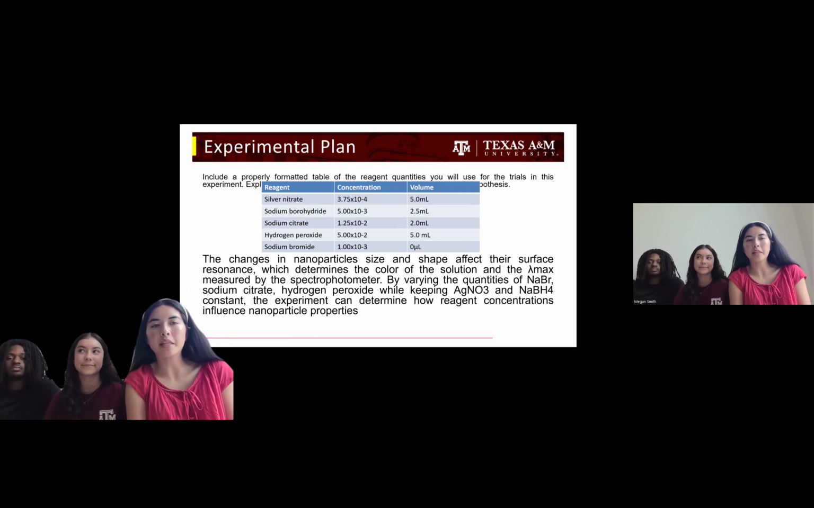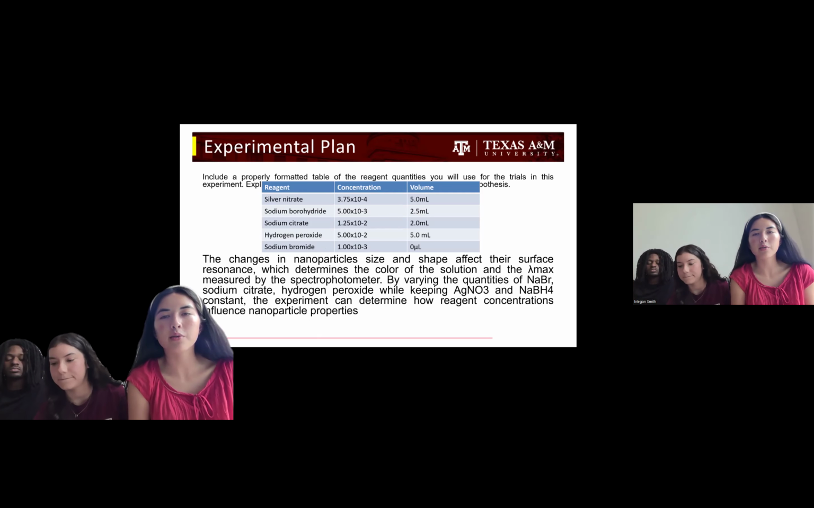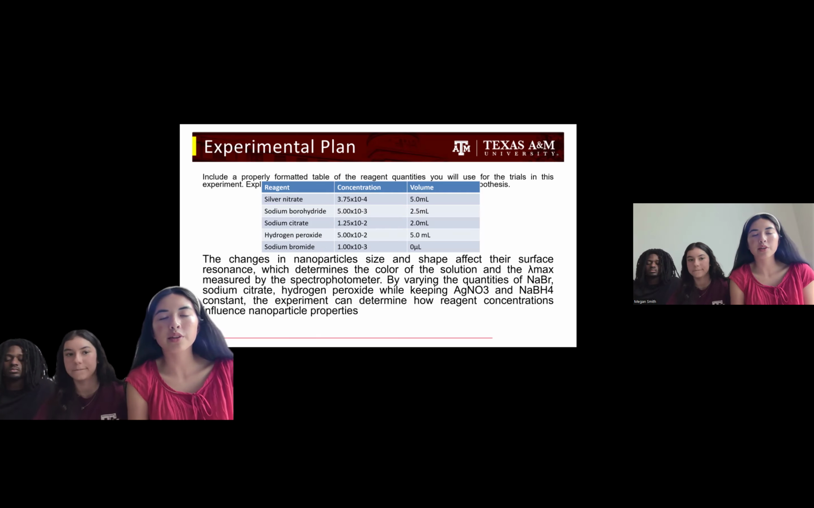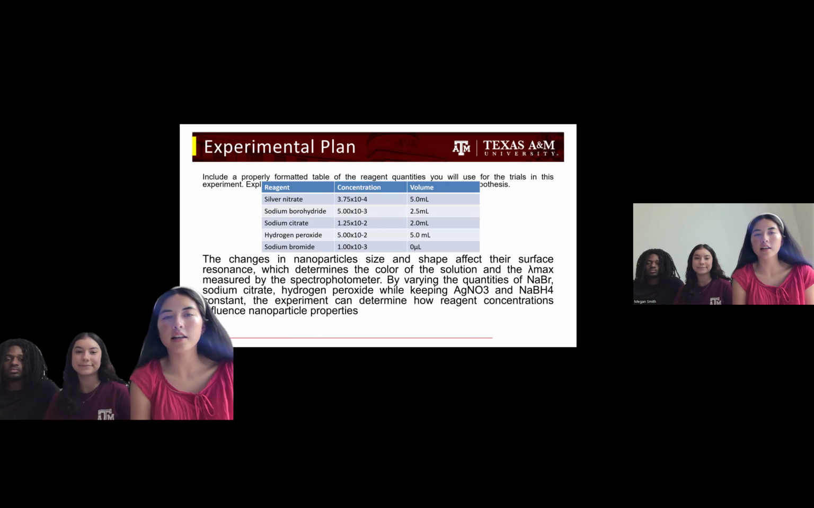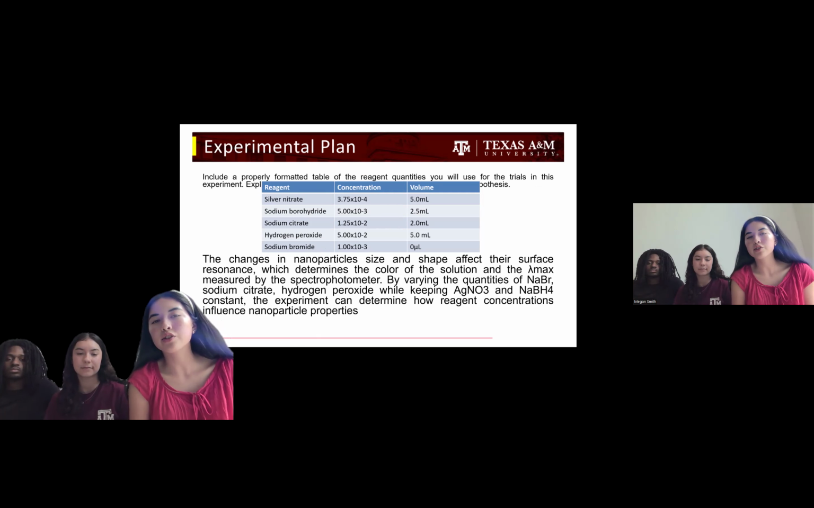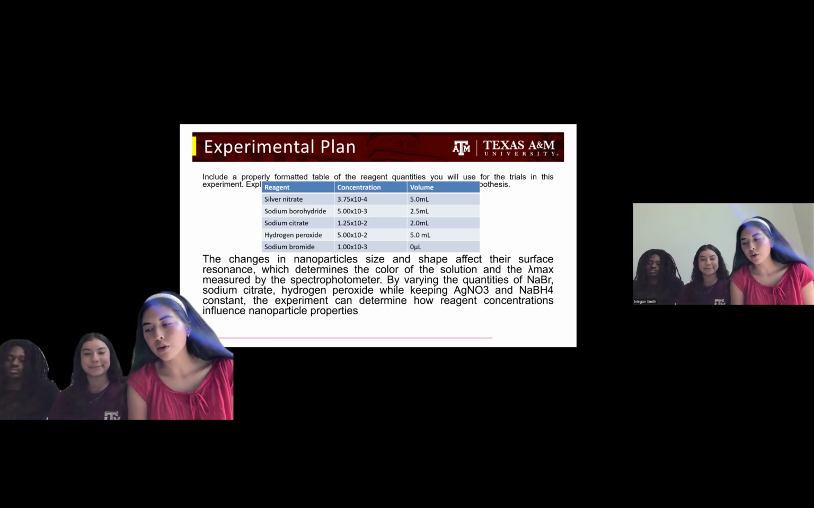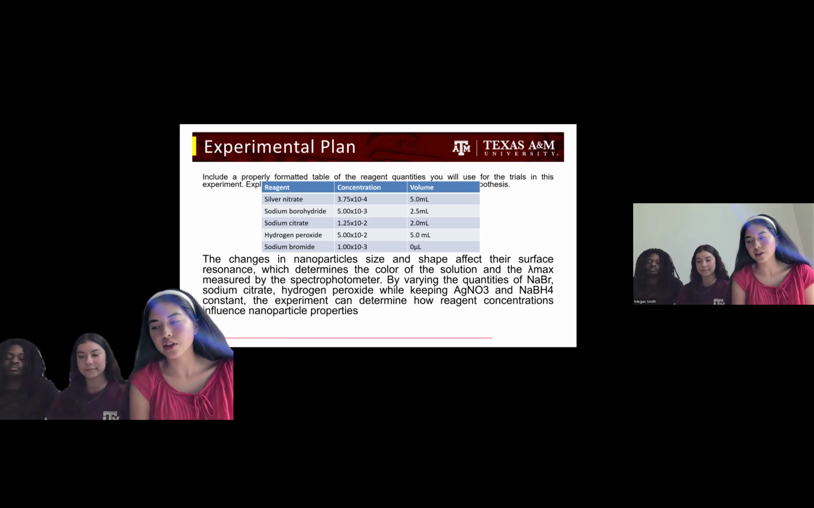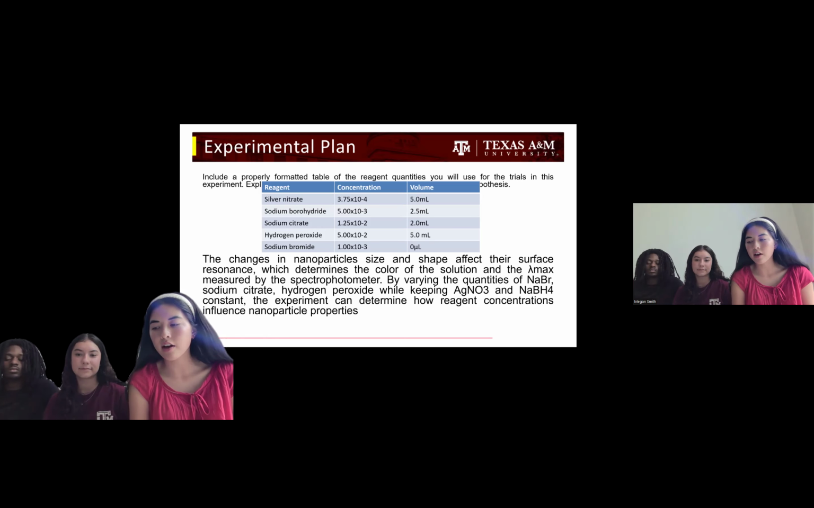This is our experimental plan. We have a table of the reagent quantities that we'll use for experiments. With the reagents, we have silver nitrate, sodium borohydride, sodium citrate, hydrogen peroxide, and sodium bromide, and we have each concentration listed below along with the volumes of each. Silver nitrate and sodium borohydride stay constant in every trial. We only change sodium citrate, hydrogen peroxide, and sodium bromide, and this allows us to isolate how each reagent affects nanoparticle formation. So this experiment can determine how reagent concentrations influence nanoparticle properties.